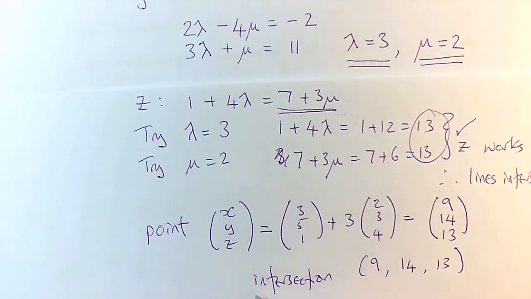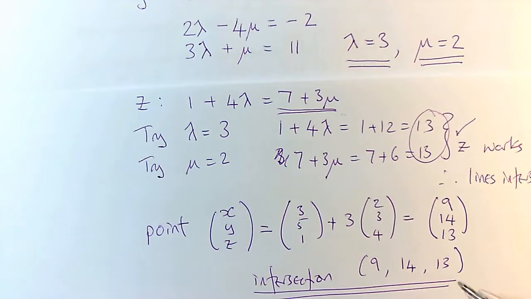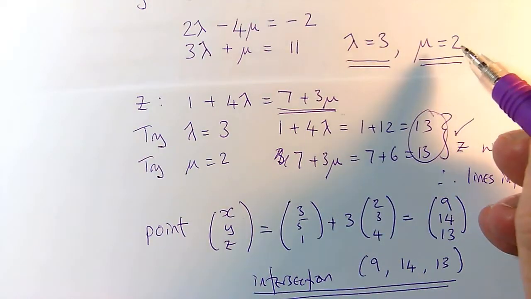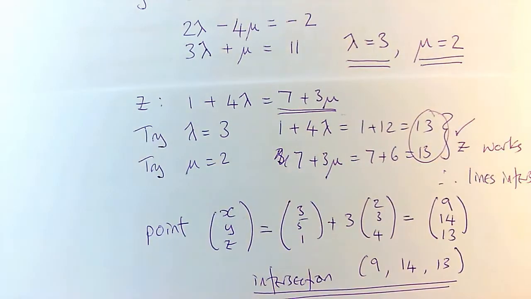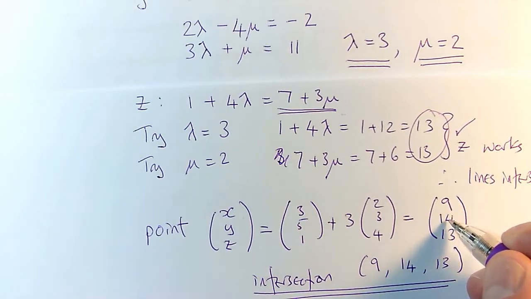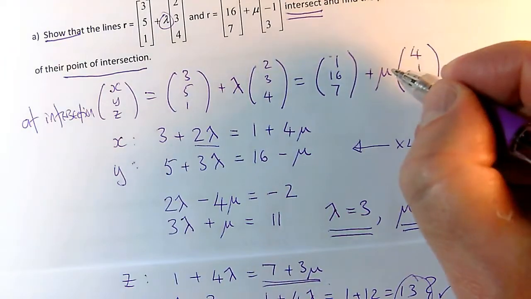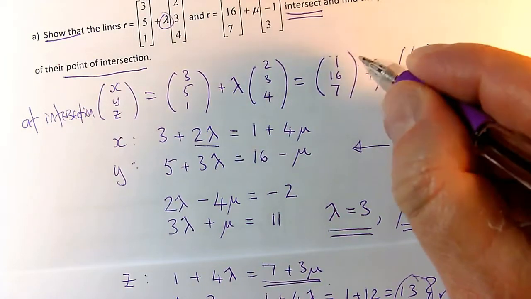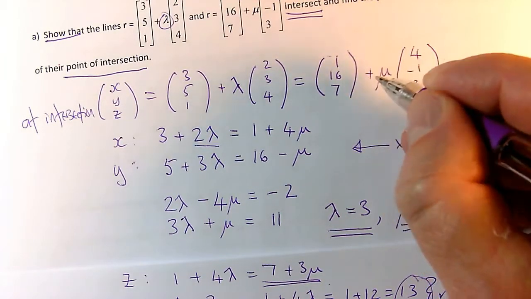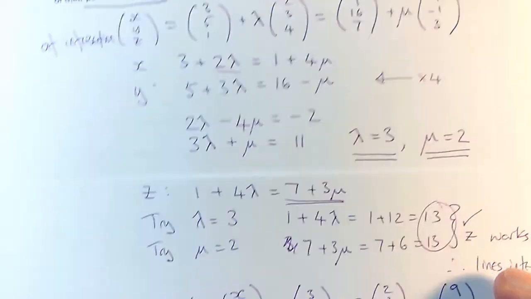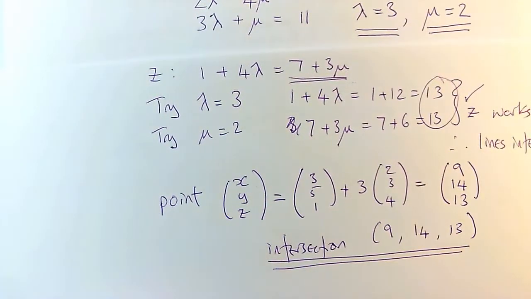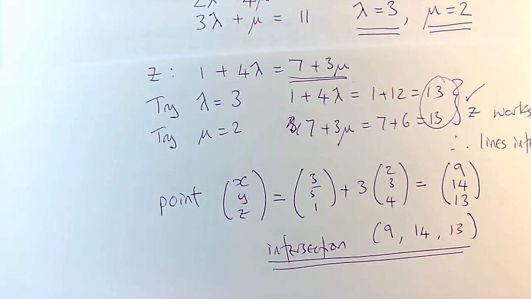However, although I could stop there, it's not a bad idea to double check that when I take mu to equal 2, I do get 9 and 14 here and here. So with mu equal to 2, 2 times 4 plus 1 does equal 9, and 16 minus 2 does equal 14. So I'm even surer of my answer. But that is now a fully correct solution. So I hope that made sense.